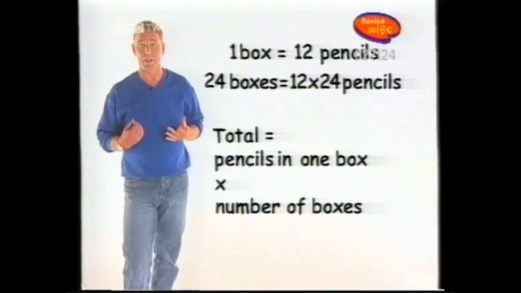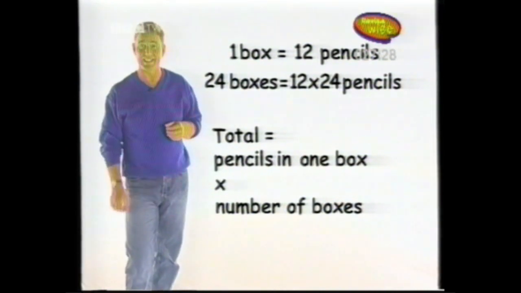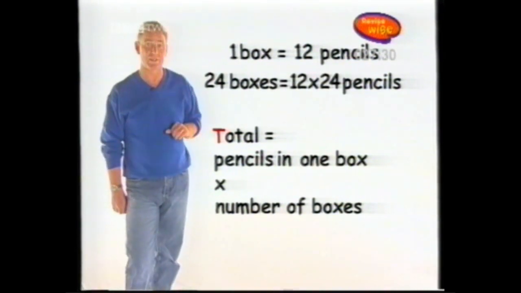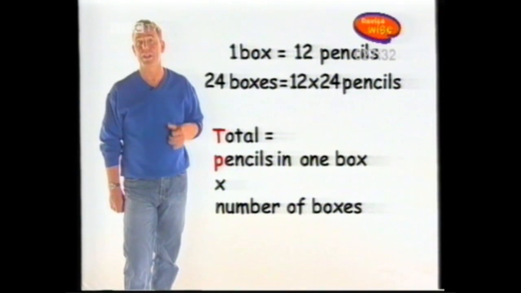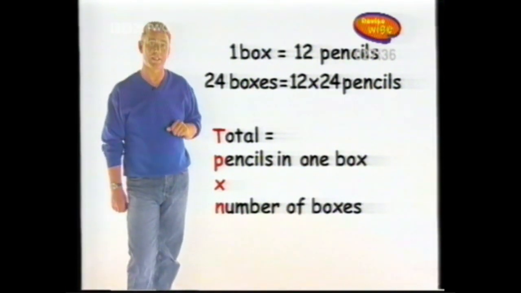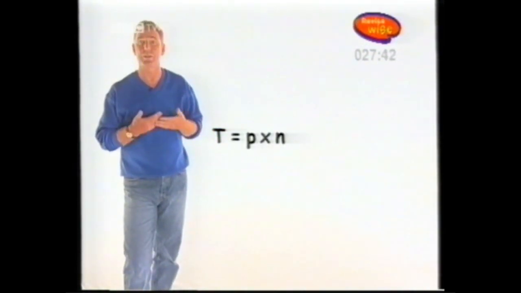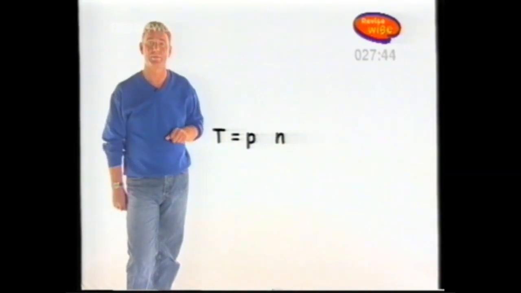So we can write a formula that will work for any number of pencils and boxes, and that is T for total pencils equals P for the number of pencils in each box times N, the number of boxes. And so we don't confuse the multiplication sign with an X, we write it as T equals PN.